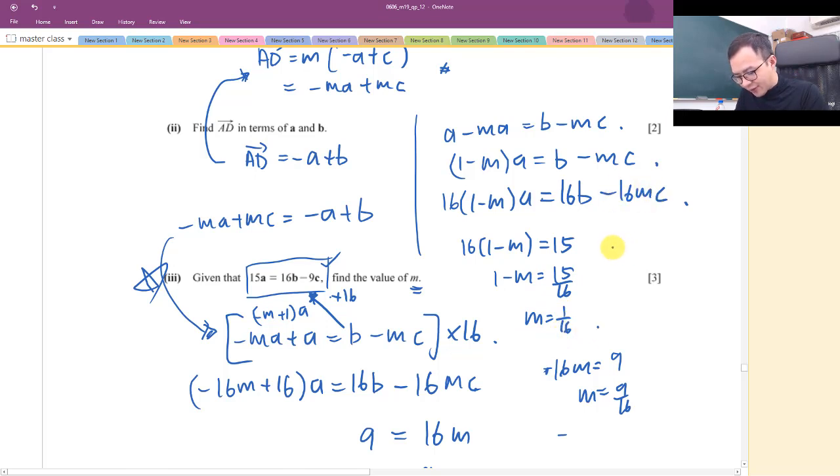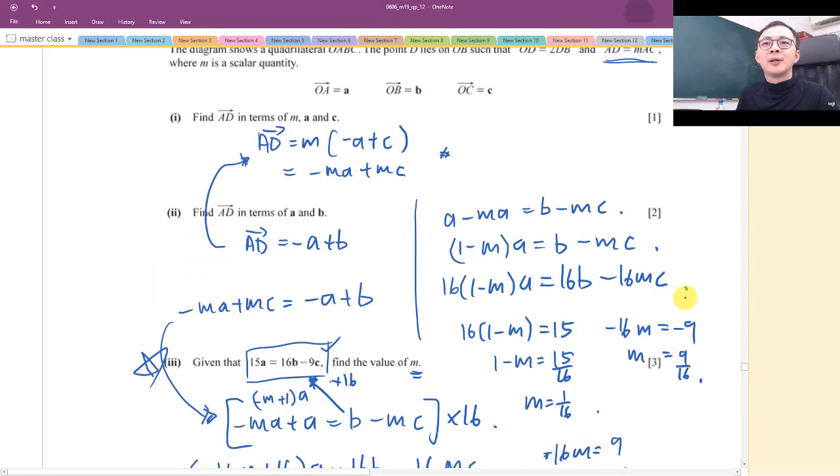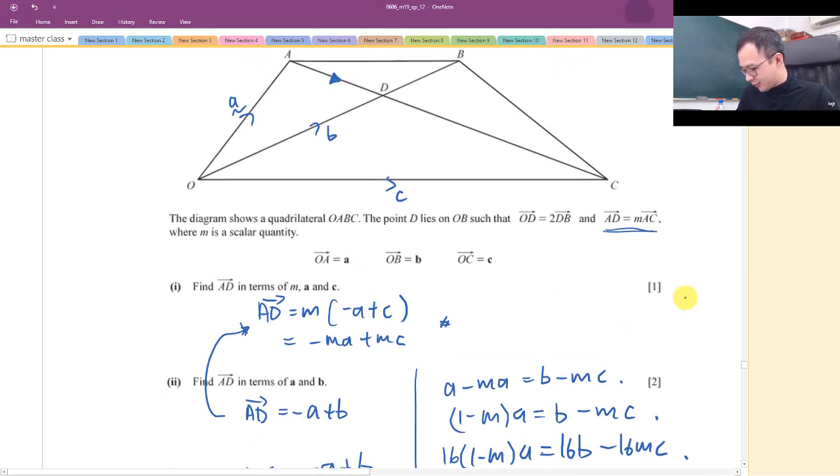This one, if I do negative 16m equals negative 9, m equals 9 over 16. I don't know which part I got wrong. But question 2. Oh, part 2 I got wrong. Oh, yeah, part 2 I got wrong.